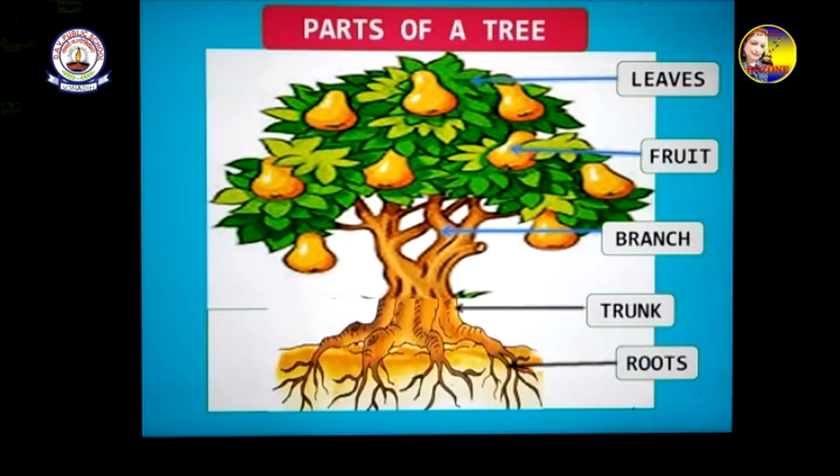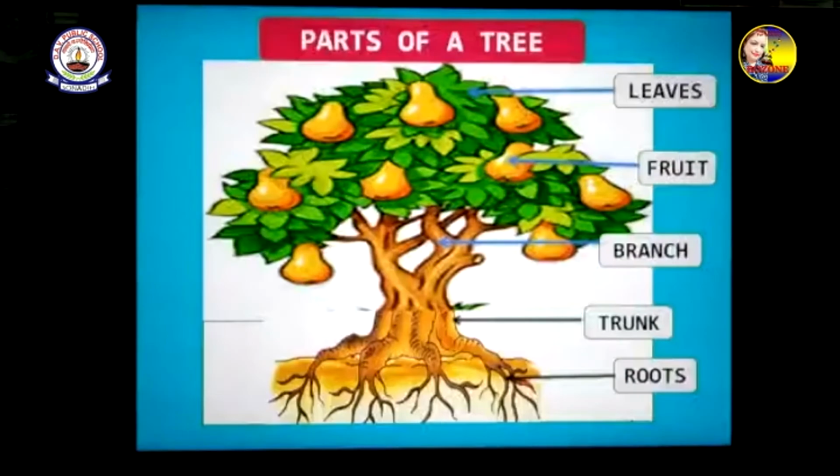These are the parts of a tree. You can see from down, I will show you. I showed you the plant parts also just now. Roots. This is the trunk. Then this part is the branch. These are all branches. Then these are the fruits. All fruits. And all these green portions what you see, these are leaves.